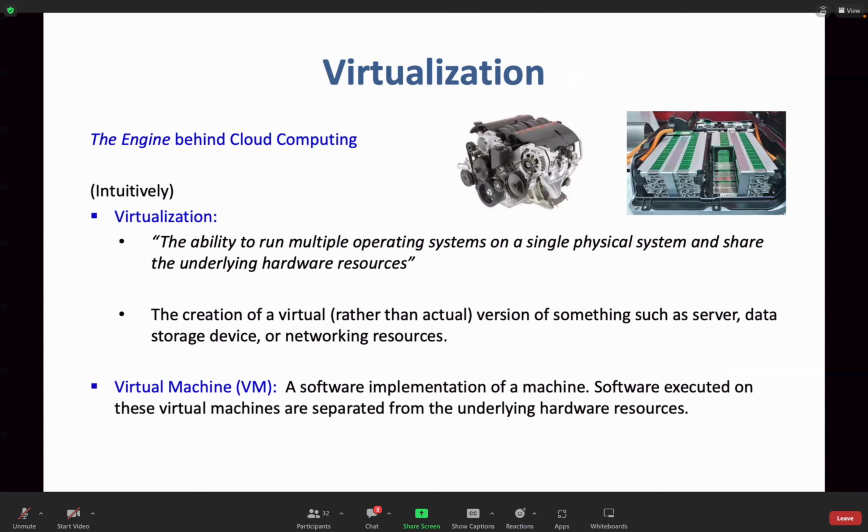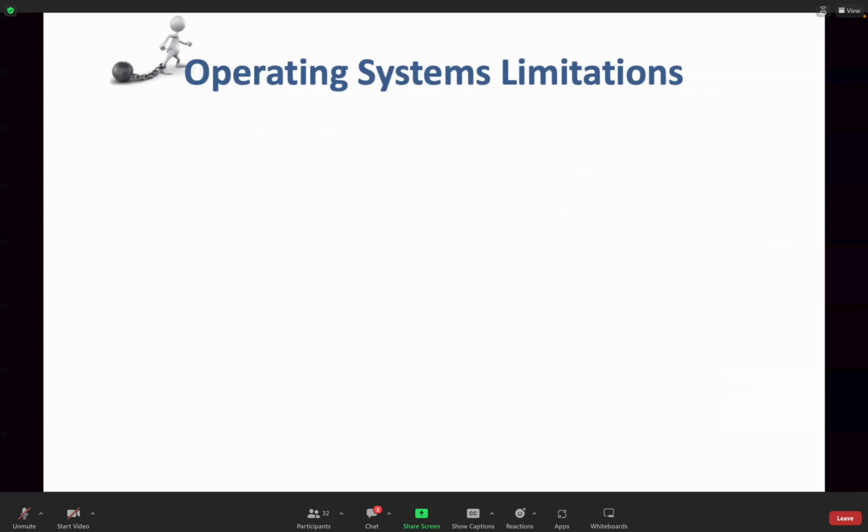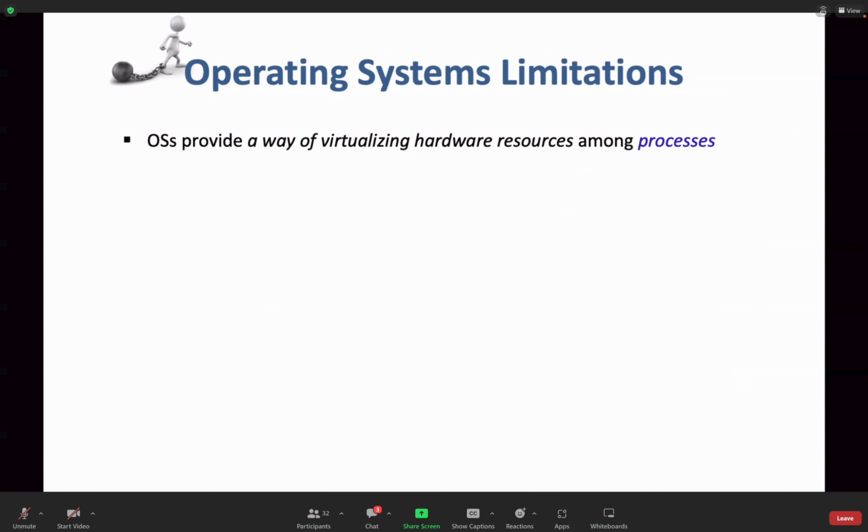So the virtualization technique, the opposite of virtual would be actual, physical, real. What are the words that are related to virtual? You might say not actual, not real, but it's more of the software, right? So it's done in software. That's what it means. In fact, OS is a virtualization system.